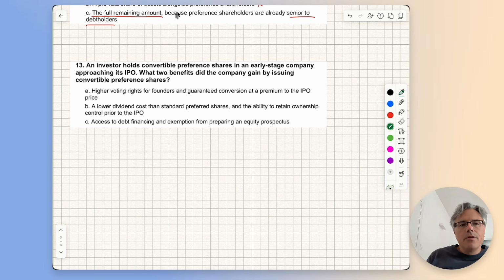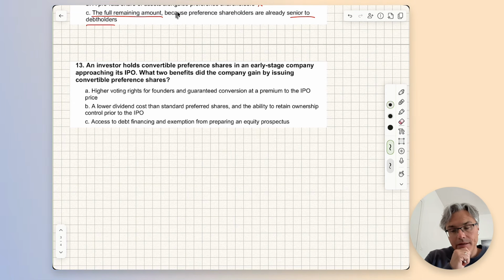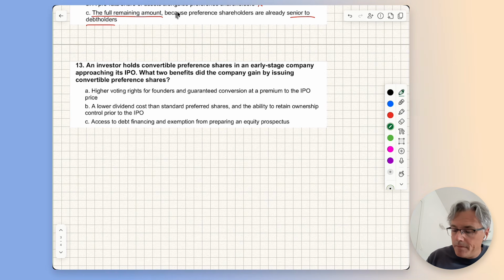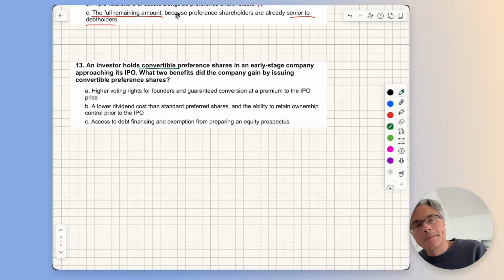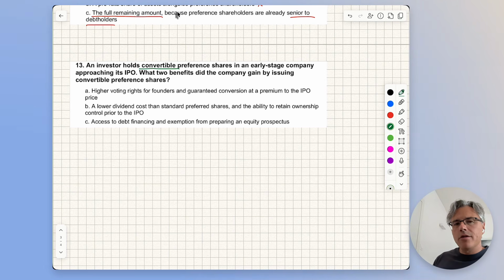Okay, the point is, startups, early stage businesses, if they want to attract capital, they often, or at least sometimes, do so by issuing preference shares. They could be convertible preference shares. Sorry, they could be participating preference shares, but convertible is quite common.